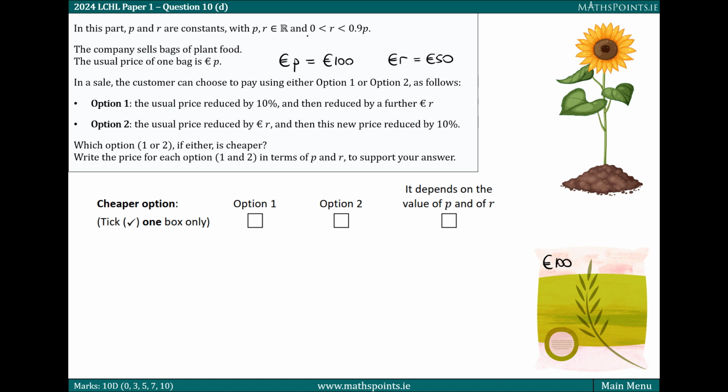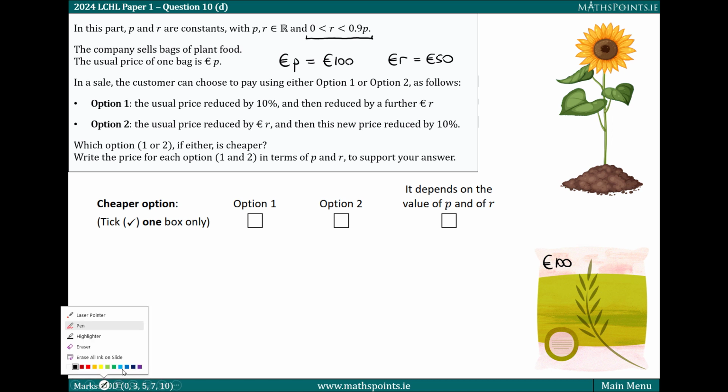One of the conditions in the question is that R, the amount that you're going to take off, either after you reduce it by 10% or before you reduce it by 10%, has to be bigger than 0 and less than 0.9P. It has to be less than 90% of whatever P is. P in our example is 100 euros. It has to be less than 90% of 100 euros, which is 90 euros. And it is. We've picked a number that's between 0 and 90. Okay, so let's have a look and see what the options tell us to do.